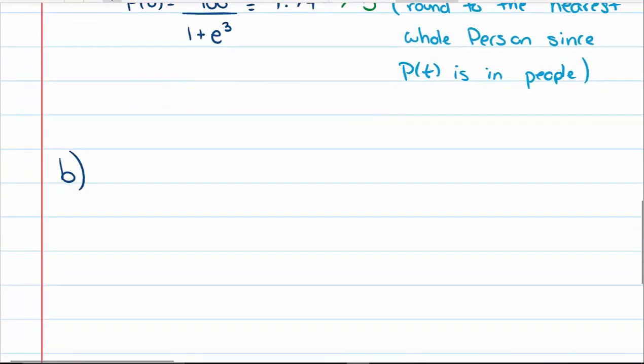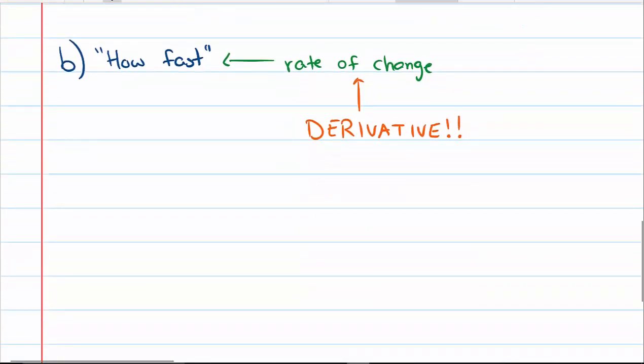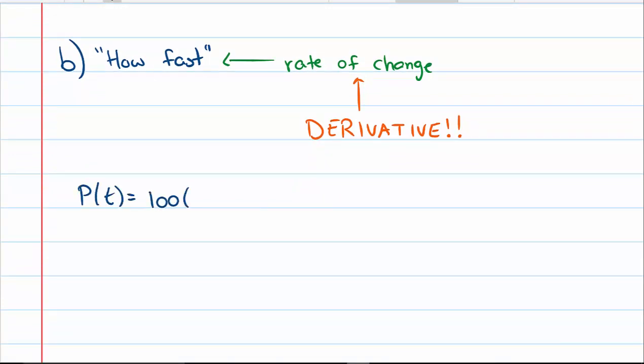Alright, part B, this is very exciting. This is where this gets really fun. We want to know how fast. And so how fast translates to rate of change. And when we think rate of change, our brain should all go to derivative. So what that means, we got to take a derivative. So P of T is equal to 100 times 1 plus e to the 3 minus t to the negative 1.